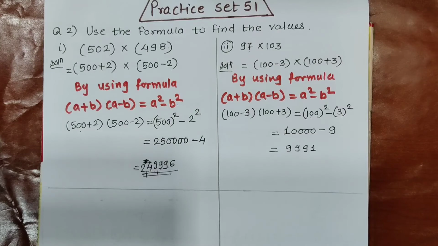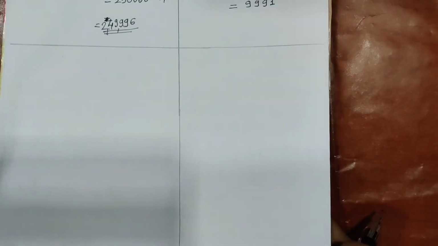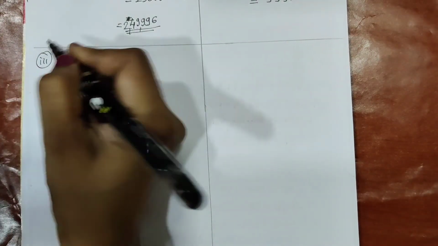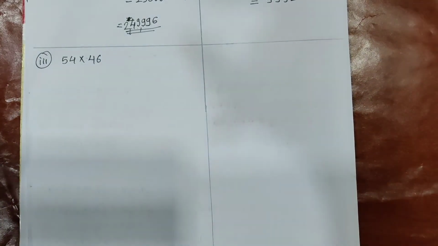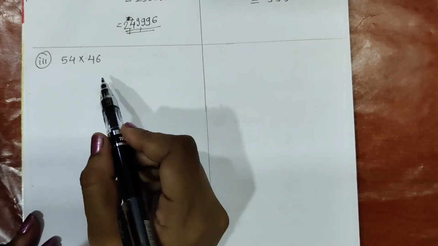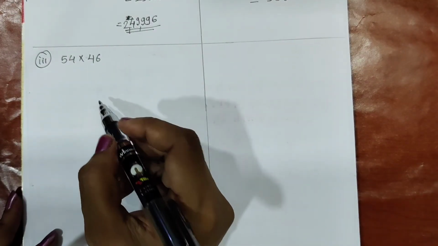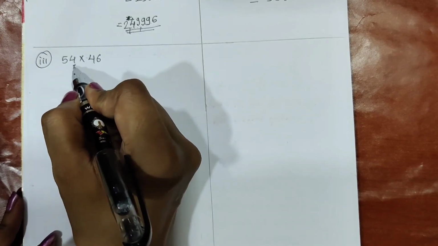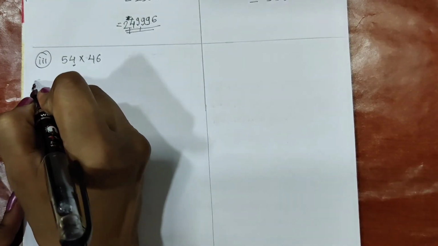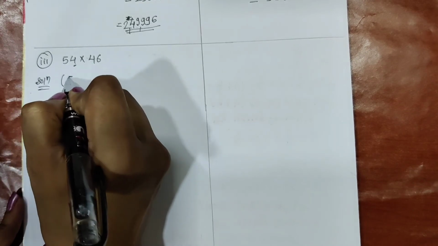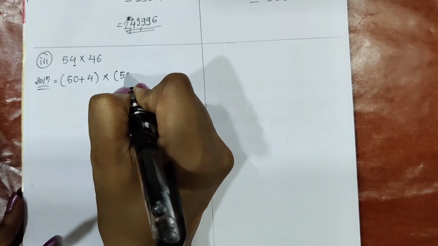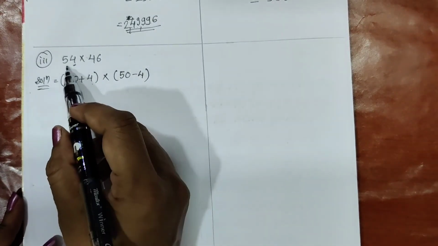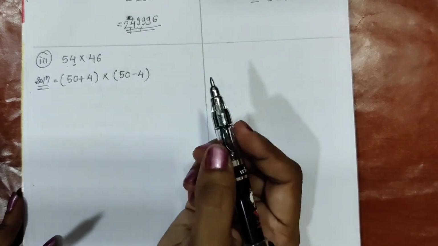Now let us see how to solve our third sum. Third sum is 54 multiplied by 46. Again only two numbers are there. We have to convert these two numbers into addition and subtraction of two numbers. As 4 is there, so this number is less than 5. We will convert it into the addition of two numbers. So it will be written as 50 plus 4 and 46 can be written as 50 minus 4. So 50 plus 4 is 54 and 50 minus 4 is 46.